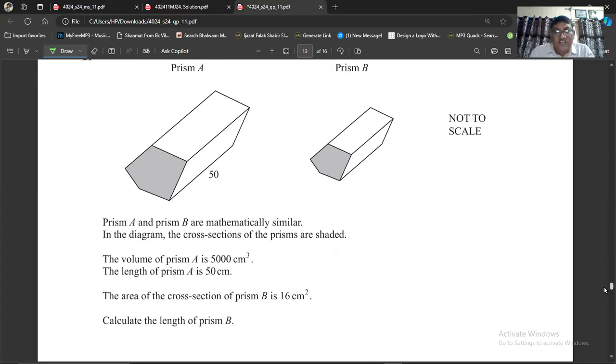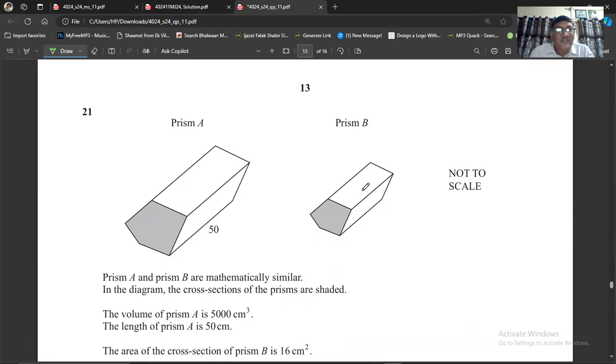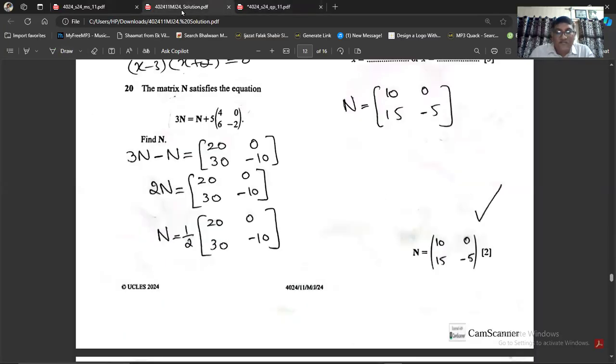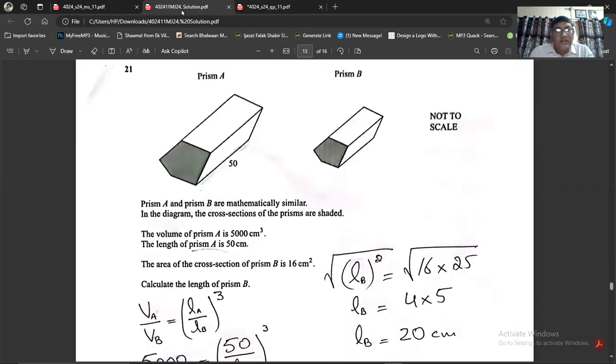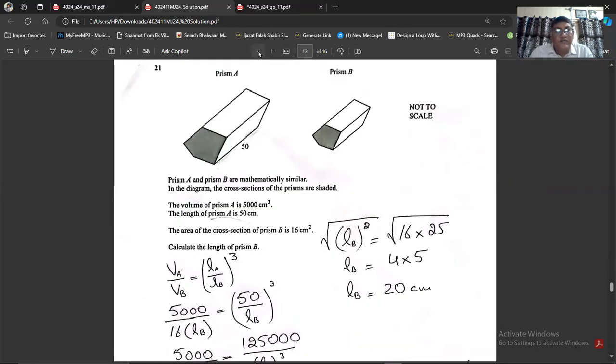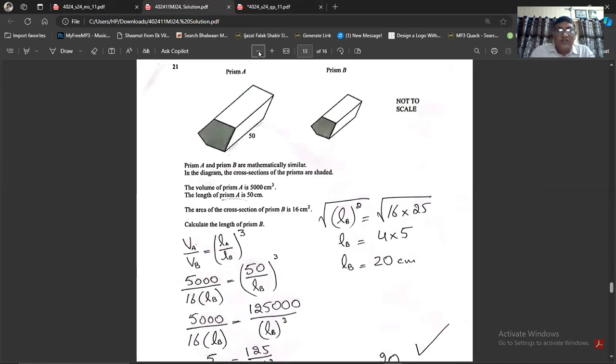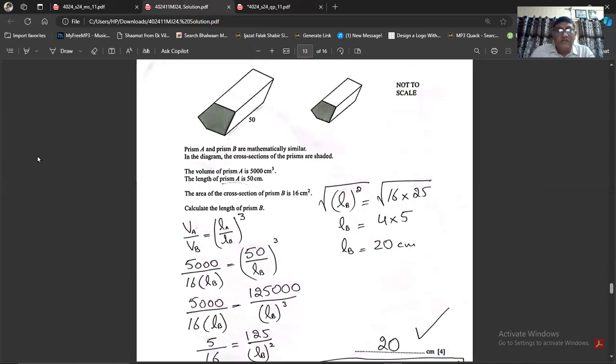So it's a new style question, and I have never seen this question before. Let me show you the solution. Because both of them are similar to each other, the ratio of the volume of A to the volume of B is equal to the cube of the ratio of the lengths.